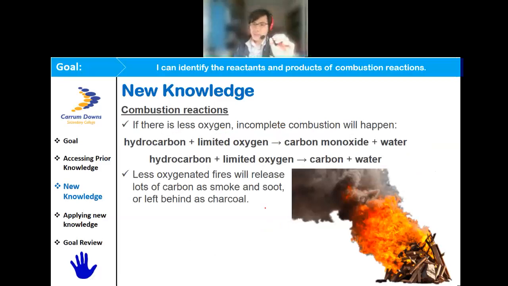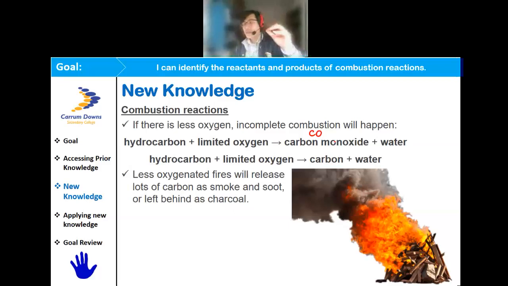The other thing I would like you to know and to write down is what happens when you have not enough oxygen. Okay, so when you have less oxygen, what you have is an incomplete combustion. Okay, so the hydrocarbon plus limited amount of oxygen would give you carbon monoxide and water. For those who are interested, carbon monoxide, the chemical formula for it is CO instead of CO2.